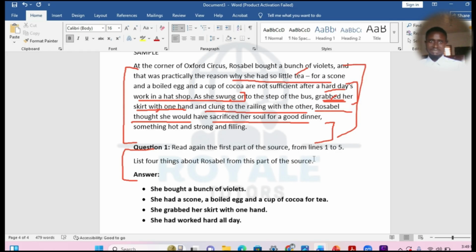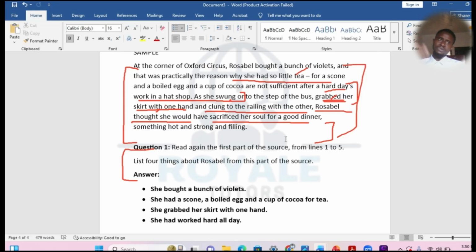So what this simply means is that you can get more than four pieces of information in the extract. But guess what? Take note, don't go beyond four points. If you were told to write four things about a character, don't write seven things about a character, just four things. So we annotated a lot of things here. You can decide to pick anyone that you like. All right. So in summary, this is how you respond to AQA GCSE English Language Paper 1, Question 1.